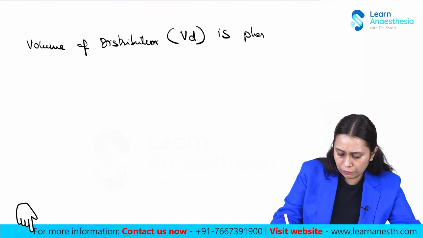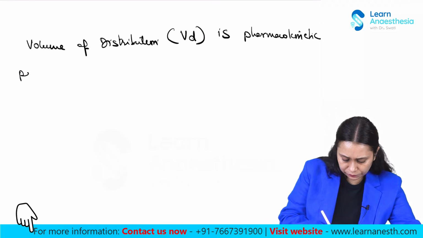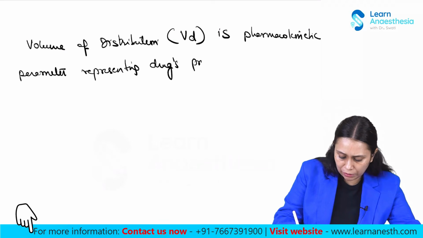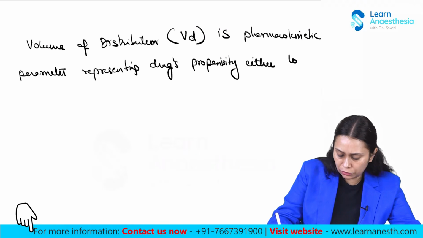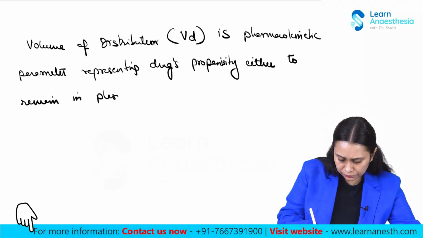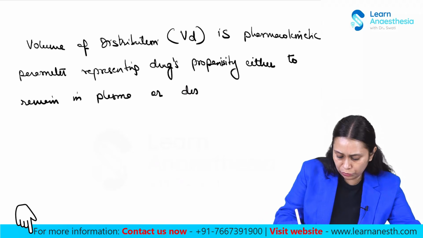This is a pharmacokinetic parameter representing the drug's propensity, the drug's tendency, either to remain in plasma or to distribute to other tissue compartments.